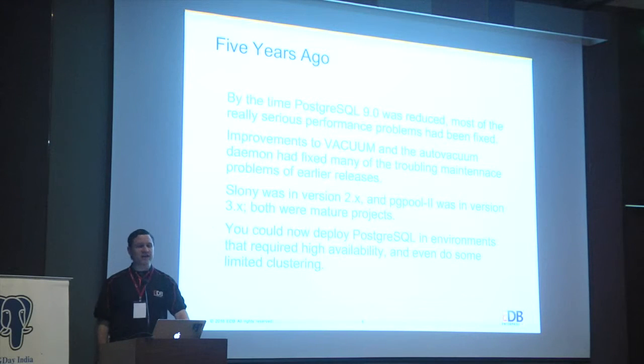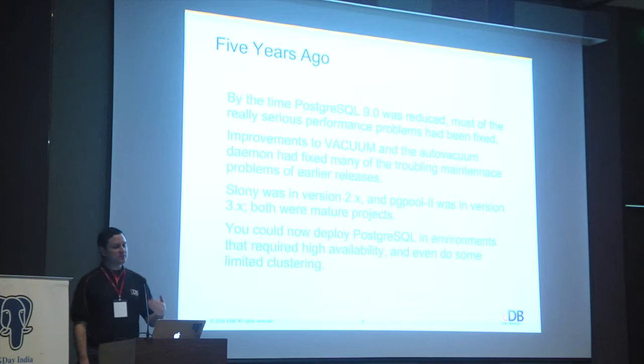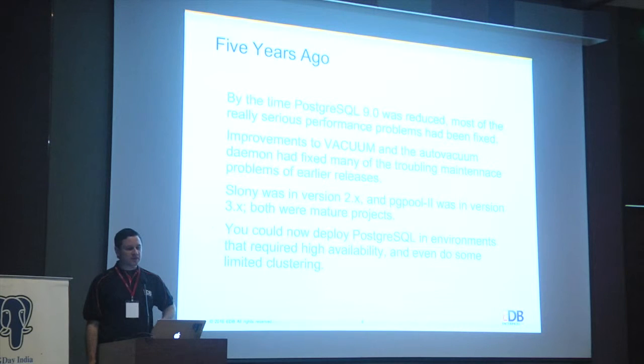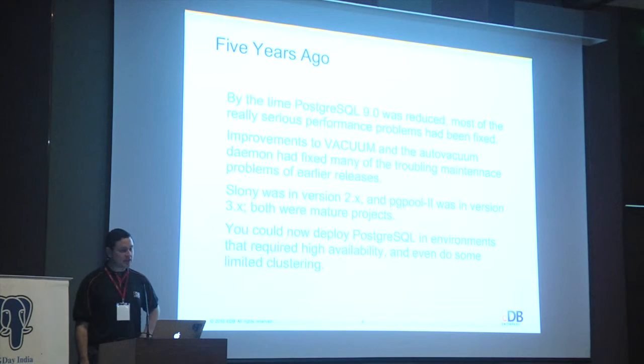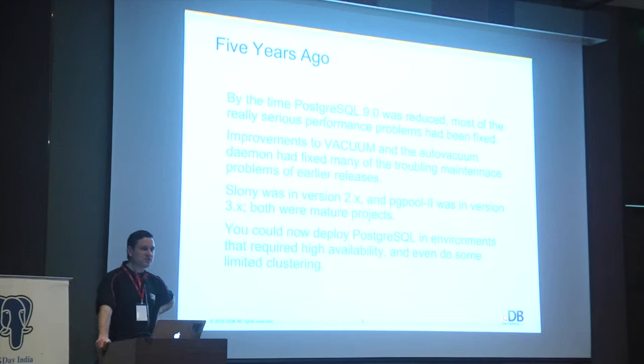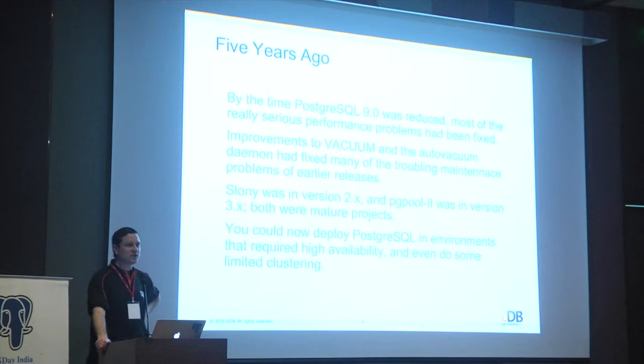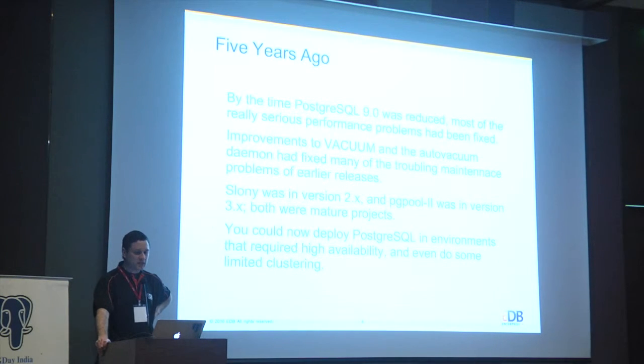So this brings us up to about 5 years ago, right? February 26, 2011, PostgreSQL 9.0 is the current release. Most of the really serious performance problems had been fixed by this time. Improvements to vacuum and the auto vacuum daemon had made the system a lot easier to maintain than it had been in previous releases. The free space map management in 8.4 had been a big part of that also. Slony and PG Pool were both mature projects at this point, and there were a lot of other tools that were on the scene at this point also.